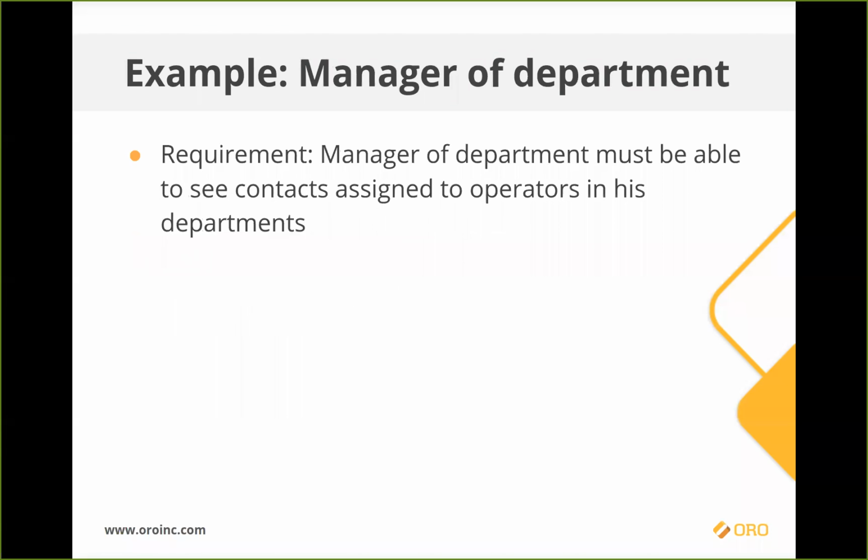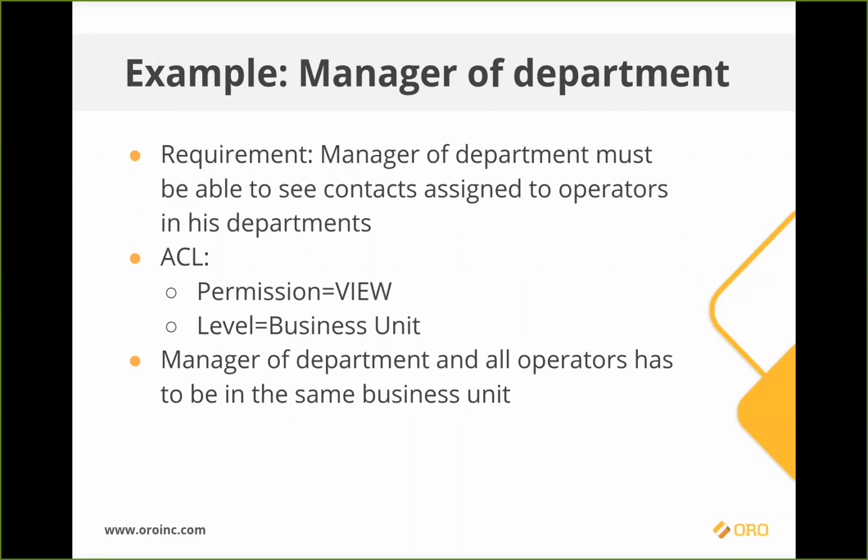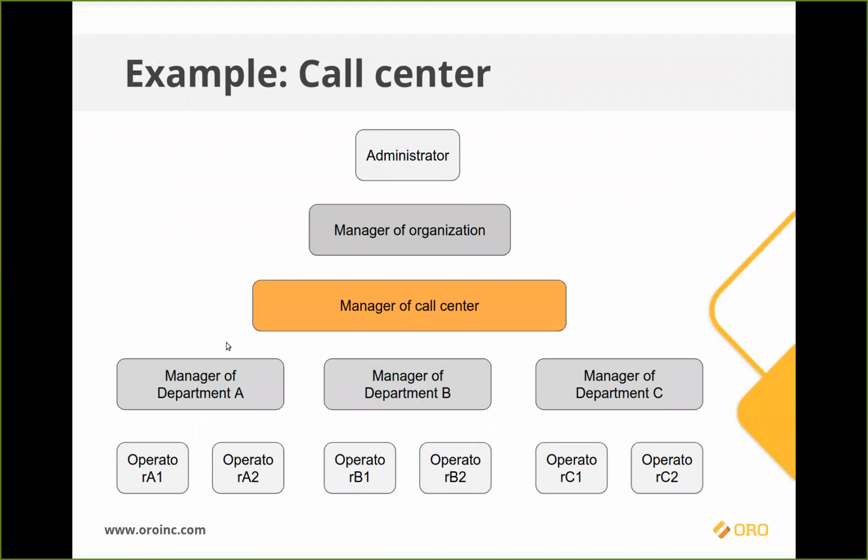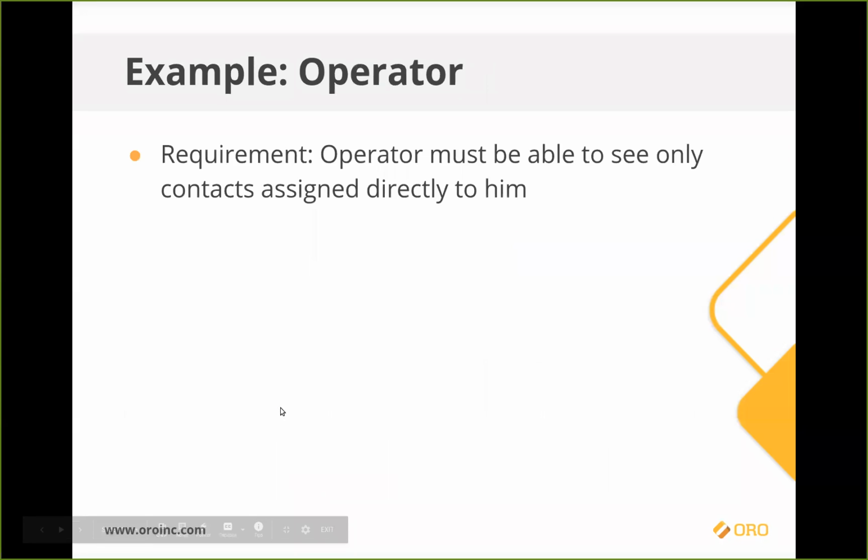Then we have the manager of the department, and he should be able to see the contacts assigned to all operators in his department. Ownership type is the same. We cannot change it. Its ownership is per entity, not per role. So ownership is user. The thing I change is the access level for the manager of department role, and it should be business unit. Okay, so I have the permission view, level is business unit, and the important thing is that the manager and the operators should be part of the same business unit, of course.